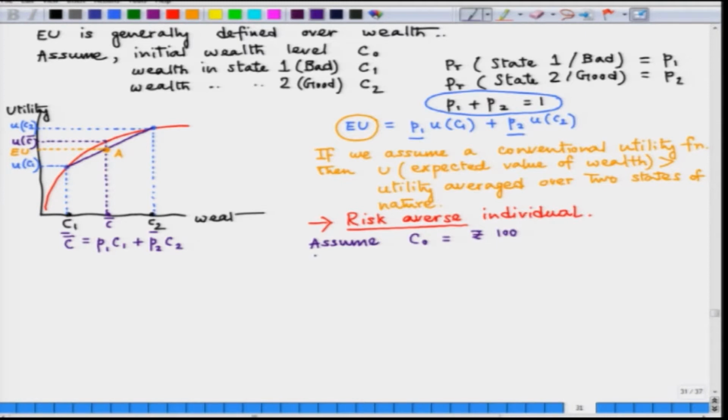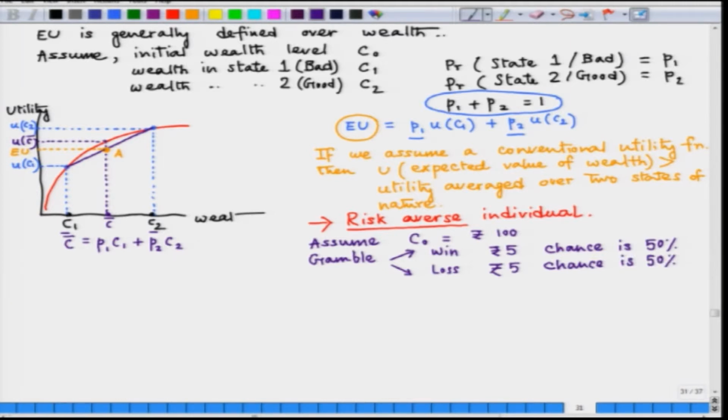Now, suppose this person is facing a gamble, and the gamble has two outcomes, win and loss. In the case of win, this consumer wins rupees 5 and the chance of win is 50%. Now, there is a possibility of loss also, and the magnitude of the loss is also rupees 5, and here also the chance is 50%.